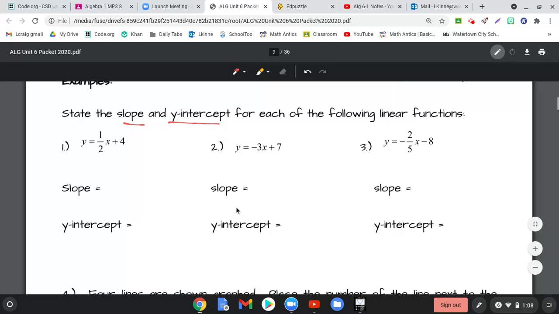So y is alone, so our slope is going to be just 1/2, not 1/2 x, just 1/2. Y-intercept is 4. On the next one, your slope is -3. Your y-intercept is 7. On the next one, y equals -2/5 x minus 8. Slope is -2/5, and y-intercept is -8.